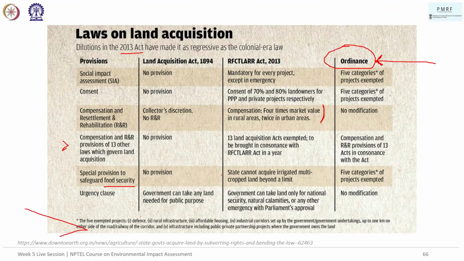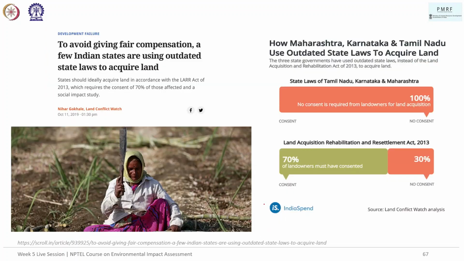LARR 2013 mentioned that the state cannot acquire irrigated multi-crop land beyond a limit. This limit is connected with the multi-crop agricultural land percentage in a state, right? There was also an urgency clause that the government can take any land needed for public purpose in case of urgency, as in 1894. Right now, it's only for national security, national calamities, or any other emergency, with Parliament's approval being the key. So this is still in place.